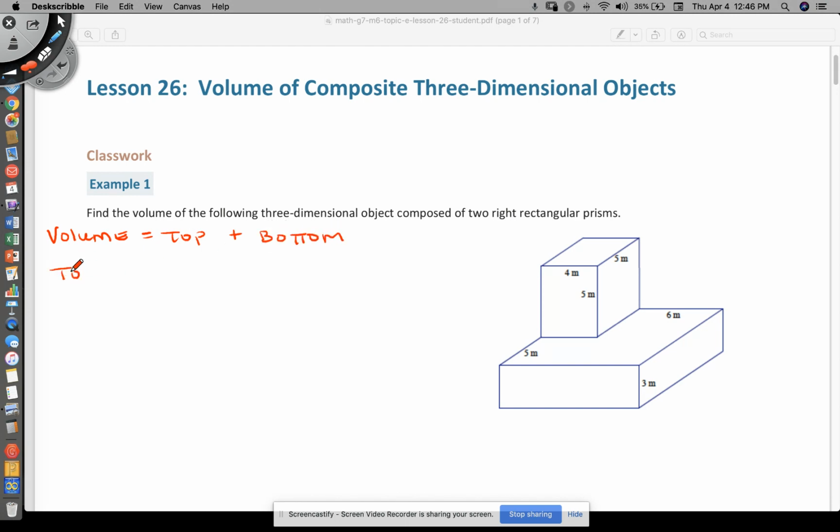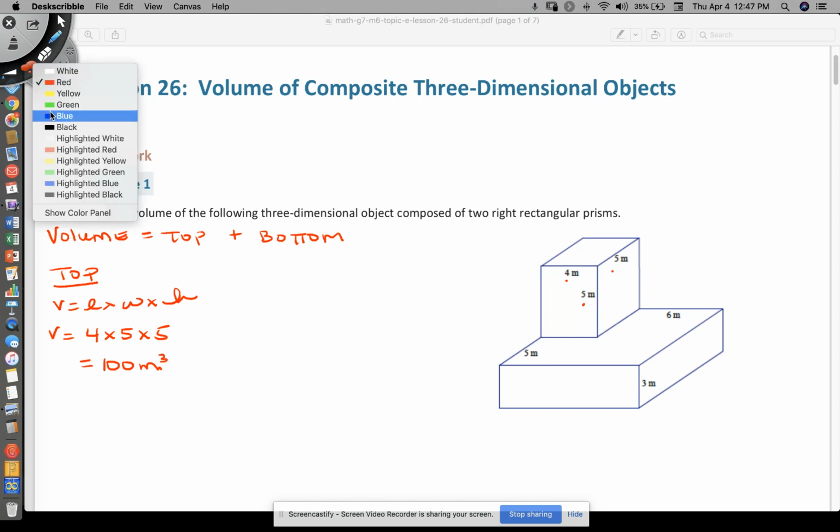So let's find the top first. My top is going to be volume equals length times width times height, and that's because we're dealing with rectangles. So I have 4 times 5 times 5. So I'm going to say volume equals 4 times 5 times 5. And that will give me 100 meters cubed.